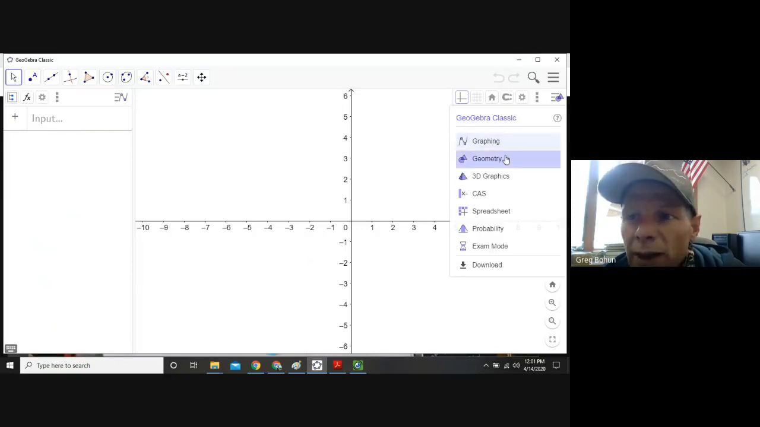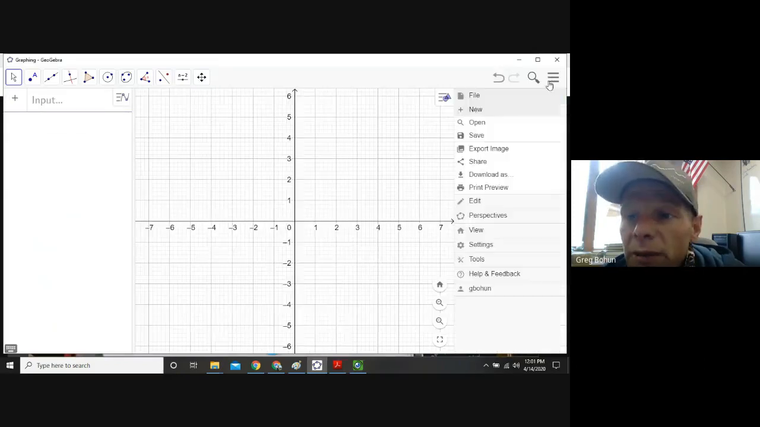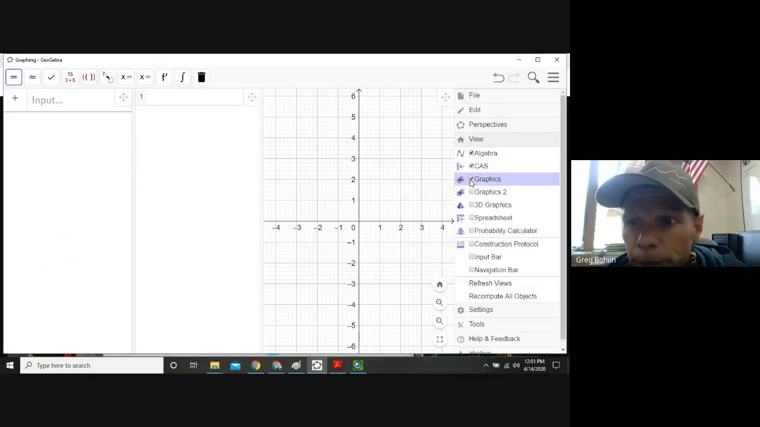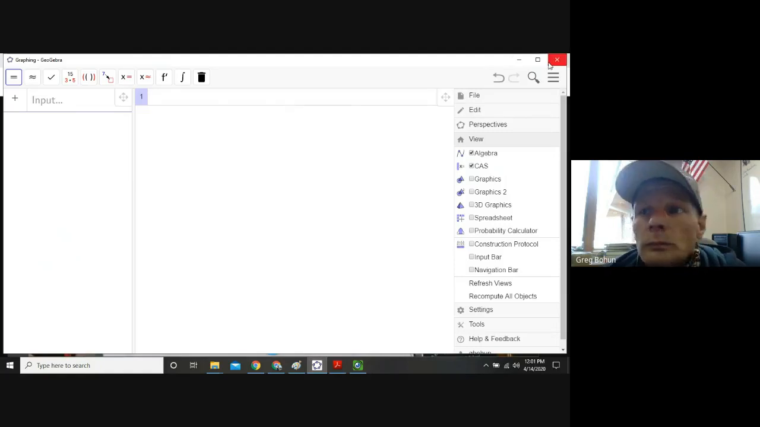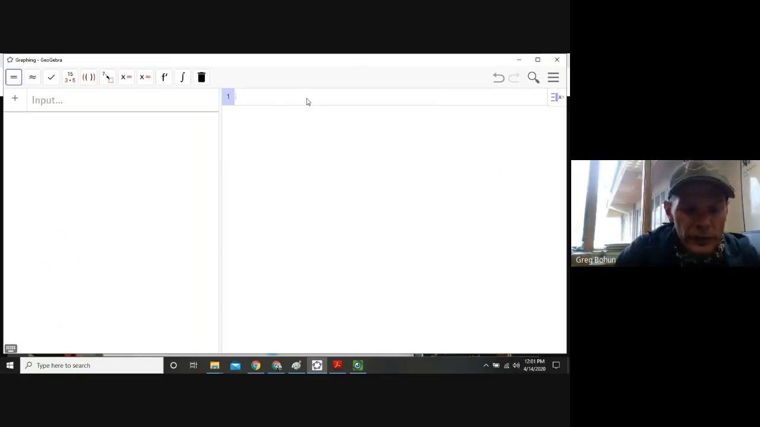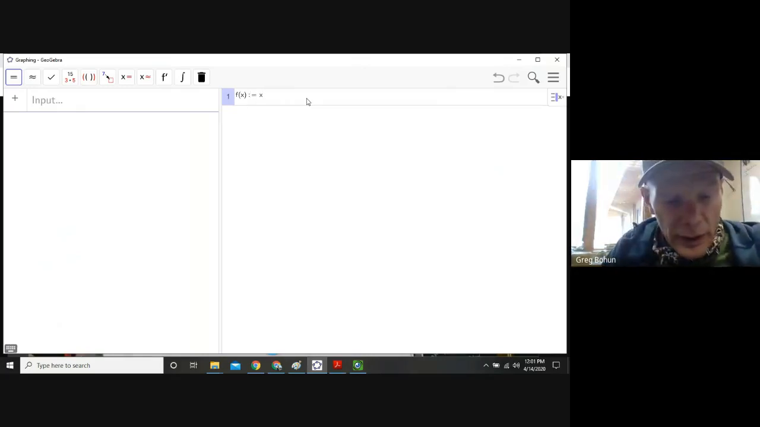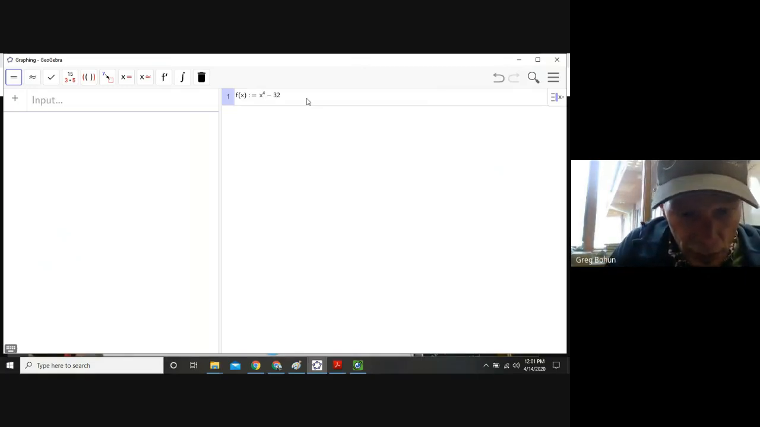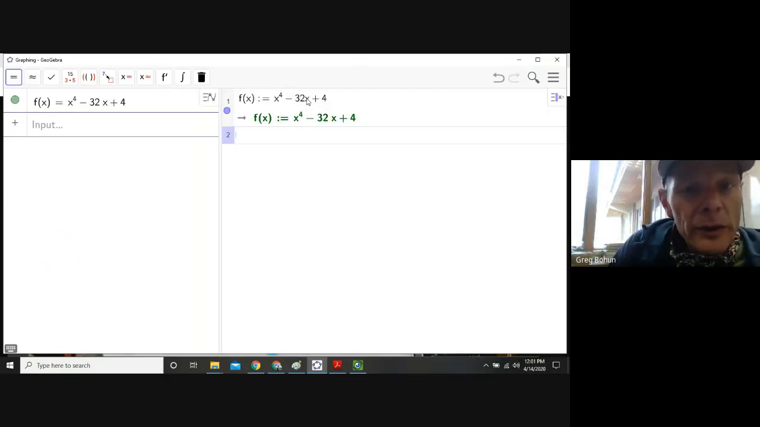I'm going to turn off my graph so that I'm not tempted to cheat using it. And I'm going to look at my computer algebra system. And we're going to do it like this. So here's our function. F of x is defined as, I'm going to use a colon and an equal sign, this is a definition, x raised to the 4th minus 32x plus 4. And I'm going to do f prime.